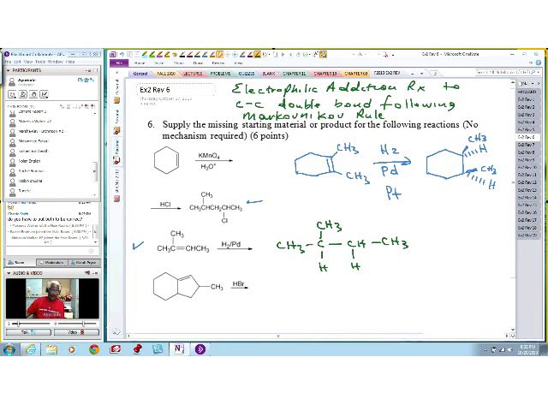Okay, that is the product. Okay, let us do the last one. We did this in class also. Let me go ahead and number these carbons here. I say this is carbon 1 and this is carbon 2.